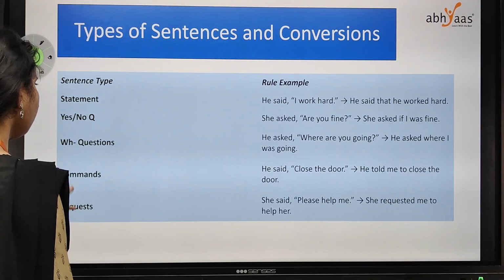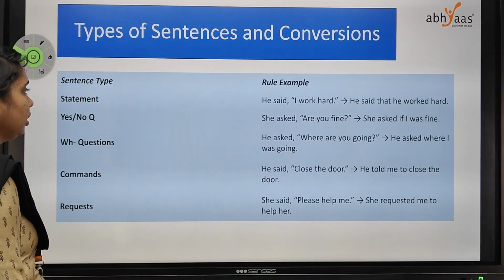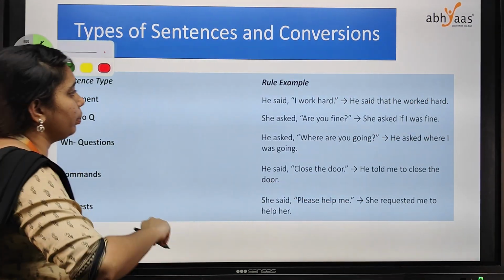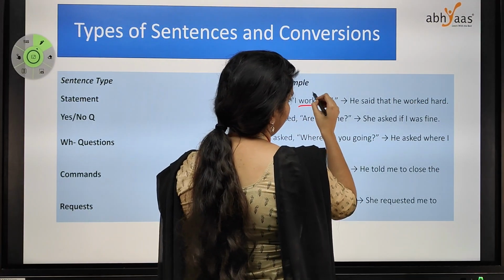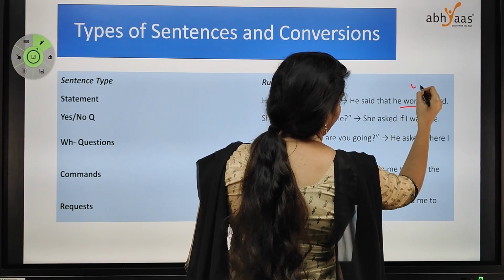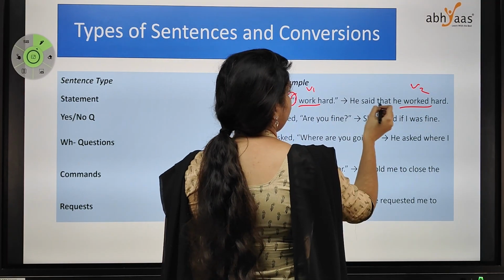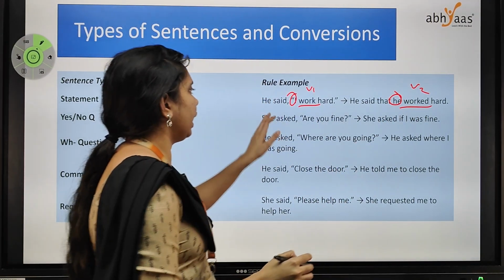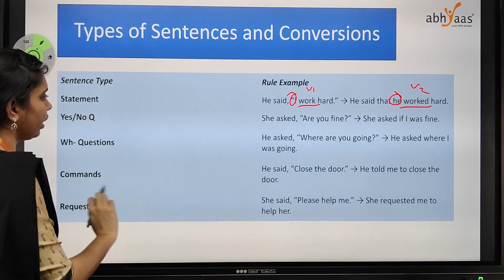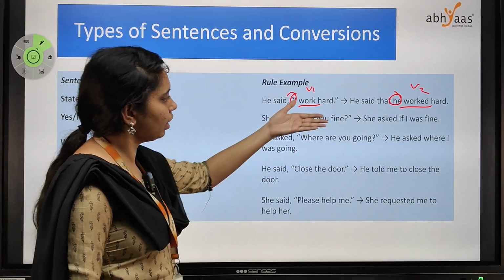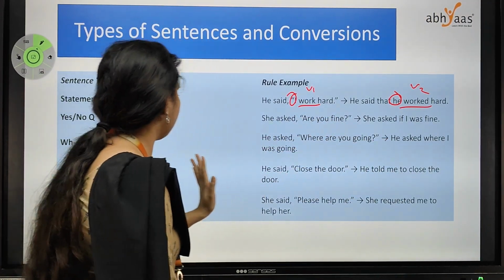Let's look at some sentence types here. The statement would be, he said I work hard. He said that he worked hard because this is V1, this changes to V2, and there's a pronoun change. I becomes he, right? And said is used now, so that is why he said that. Next, we have a yes or no question here. She asked, are you fine? She asked if I was fine. We have seen that in the previous slide.